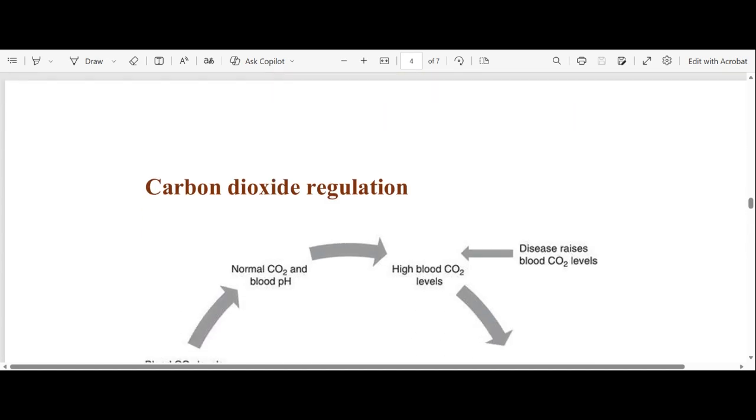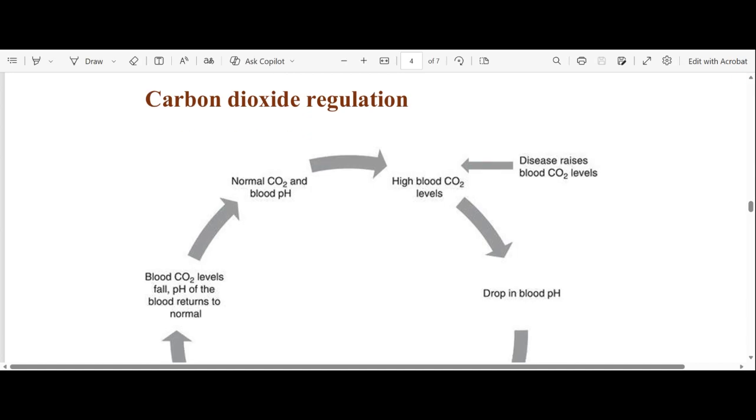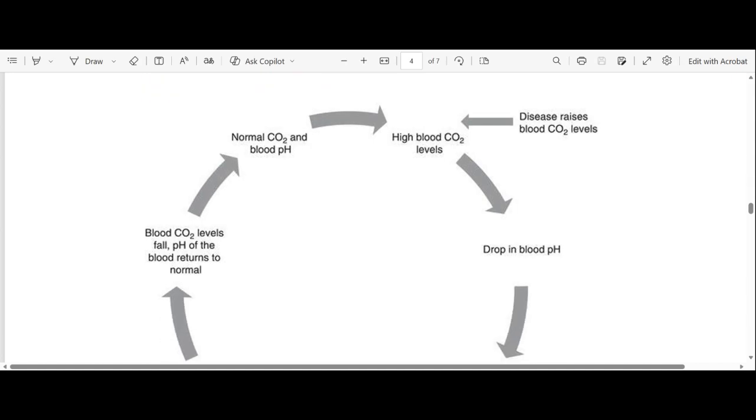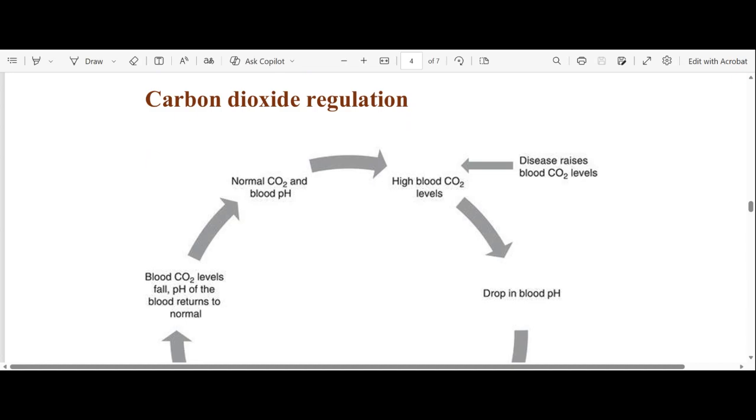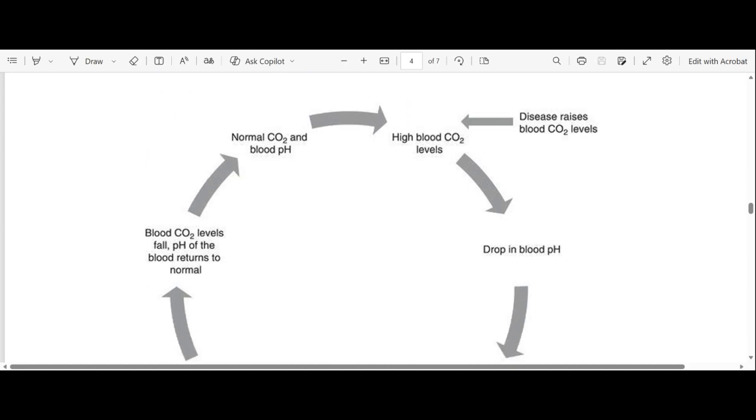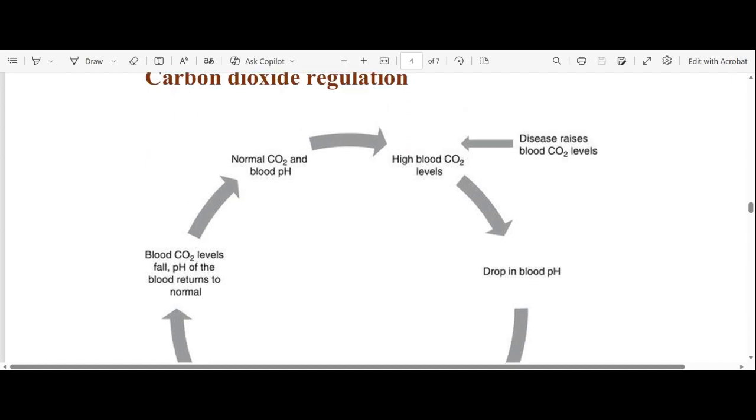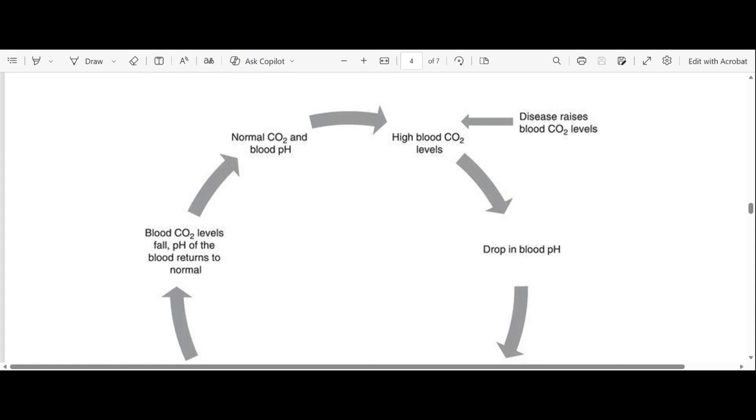Okay, let's go to carbon dioxide regulation now. How carbon dioxide is regulated in our bodies. So this is normal, we're starting here: normal carbon dioxide and blood pH. What's the relationship between carbon dioxide and blood pH? When there's an increase in carbon dioxide levels in your body, what happens? That carbon dioxide leads to carbonic acid. It creates a lot of carbonic acid.